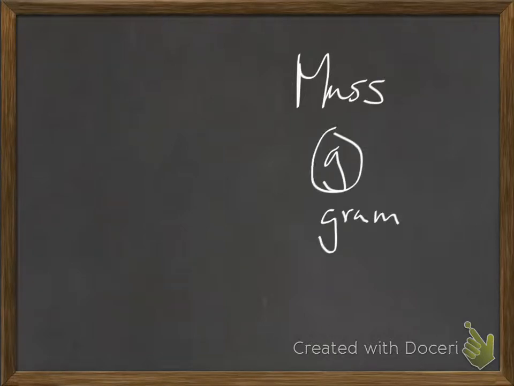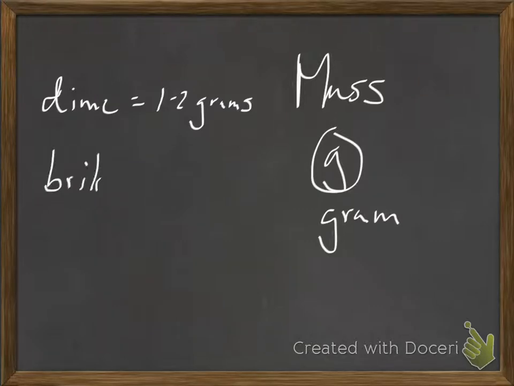And then finally, if we're measuring how much something weighs, what we're really measuring is mass, and we're going to measure that in grams. Something like a dime weighs a number of grams, let's say about 1 or 2 grams, whereas a brick that you use to build walls or build the school out of probably weighs 1 to 2 kilograms, which is the same as 1,000 to 2,000 grams.